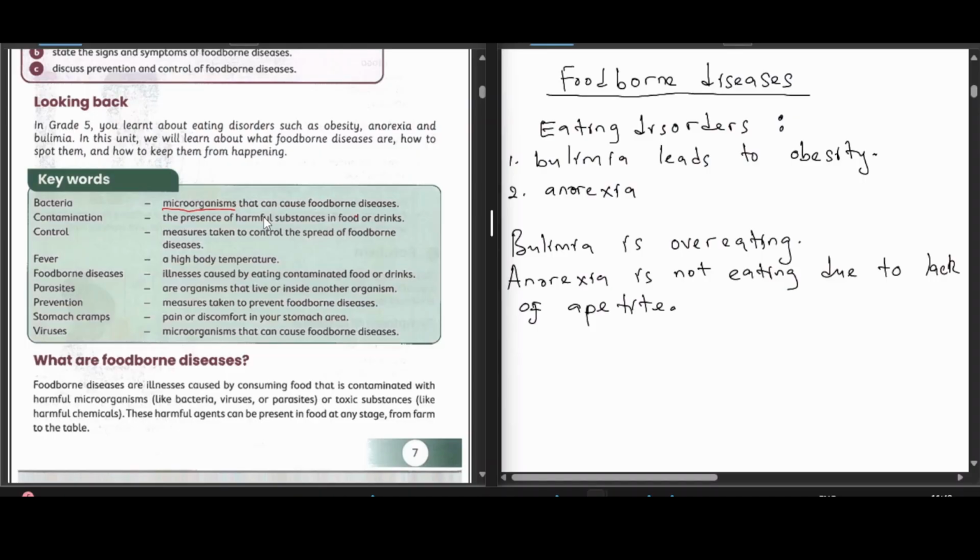And one of the insects which carry bacteria are houseflies, nhunzi.